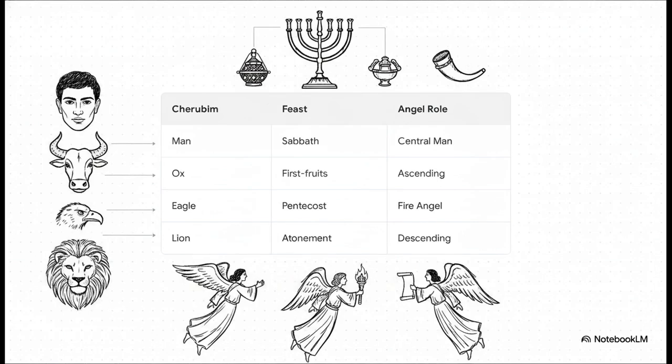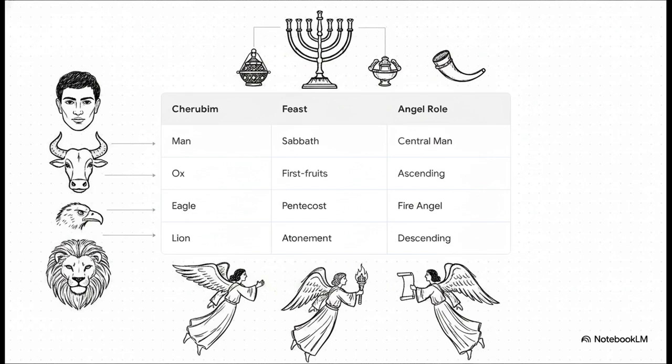But let's take it one step deeper, because this is where it gets wild. If we overlap this cherubim structure with the ancient Levitical liturgical feasts, we reveal Revelation's ultimate deep structure matrix. It flawlessly matches the cherubim faces with the liturgical calendar. The eagle pairs with Pentecost. The lion pairs with atonement. Furthermore, these align perfectly with the chronological actions of the angels we just decoded.